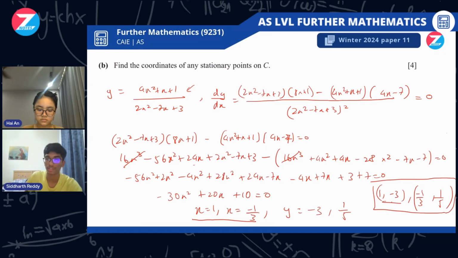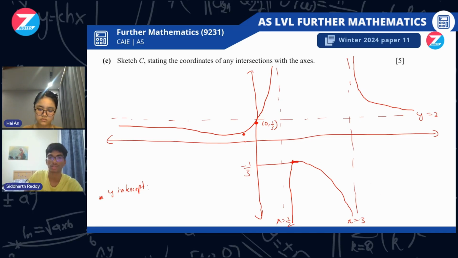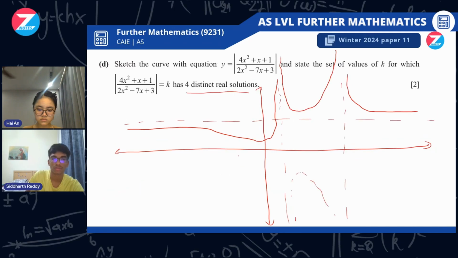Oh, it's 1 and minus 3. Sorry. This is minus 3. So after reflecting, this has a coordinate of minus 3.